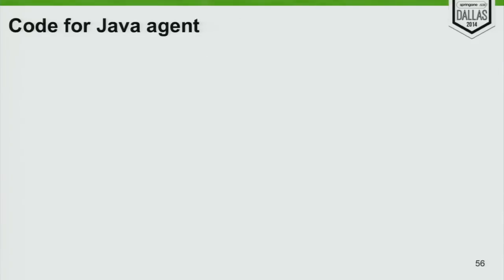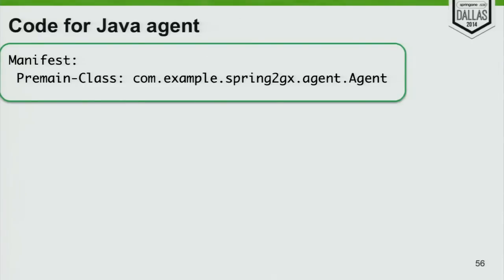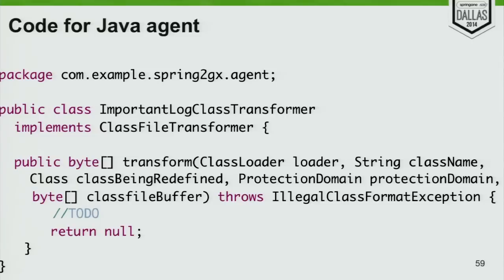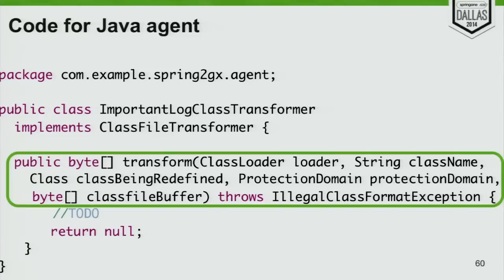So what does the code look like? Well, one, I mentioned you need something in your manifest. You have to have the Premain-Class set to your agent, and that's the class with the premain method. So here I have my premain method, and I'm just printing out "starting the agent", and I'm registering this ImportantLogClassTransformer. If we look at this class transformer, it needs to have the method transform.